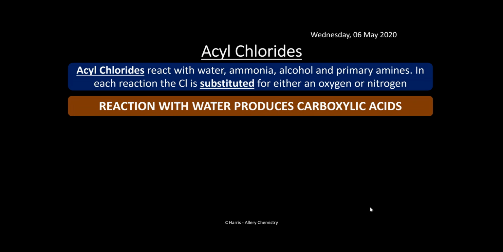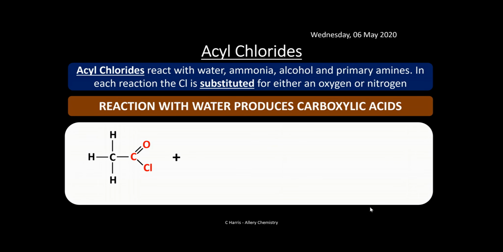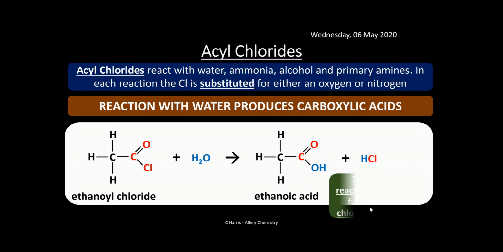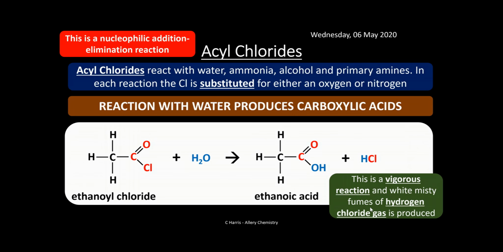So when we react an acid chloride with water, we form a carboxylic acid. So we've colour coded this so you can see. Here we've got ethanoyl chloride, react it with water, and what we form is our ethanoic acid, and HCl gas is produced. Now, like I say, it's a vigorous reaction, and we do produce white misty fumes of hydrogen chloride gas at the end. You've got to be very careful with that because it's incredibly acidic, so this must be done in a fume cupboard. Now, this reaction is a nucleophilic addition elimination reaction. So we're adding on a substance and then eliminating the chlorine at the end there. So that's the type of reaction mechanism that it is.